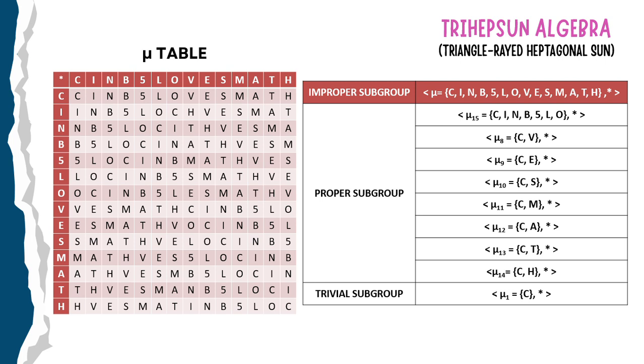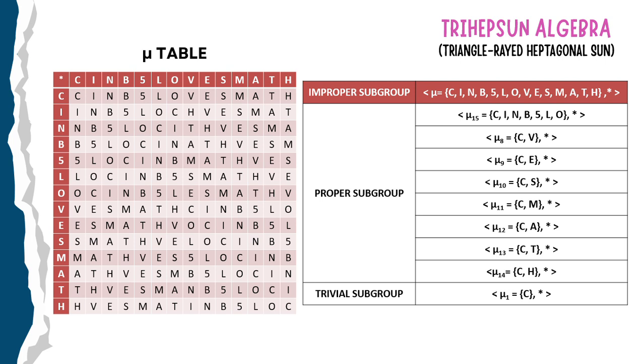Mu 8 is equal to C, V under the binary operation star. Mu 9 is equal to C, E under the binary operation star. Mu 10 is equal to C, S. Mu 11 is equal to C, M. Mu 12 is equal to C, A. Mu 13 is equal to C, T. Mu 14 is equal to C, H. And mu 1 is equal to C under the binary operation star.